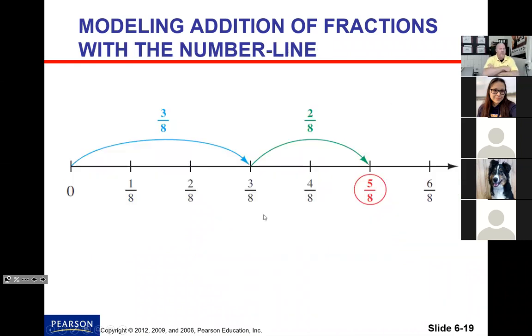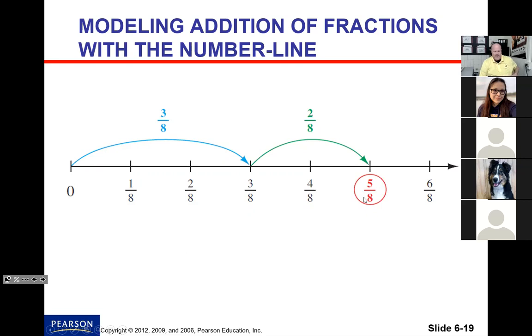So the next one is to do it with a good old number line. Now, the problem with this one is your number line has to be broken down into 8s. Oh boy. So instead of going 0, 1, 2, 3, 4, 5, it's 0, 1/8, 2/8, 3/8. The process is still the same. We have our 3/8 here, our blue one, and then we go another 2/8, and then we look where we end up. Oh yeah, we end up with 5/8. It works, but the fractions on the number line might be a little confusing for some of your students.